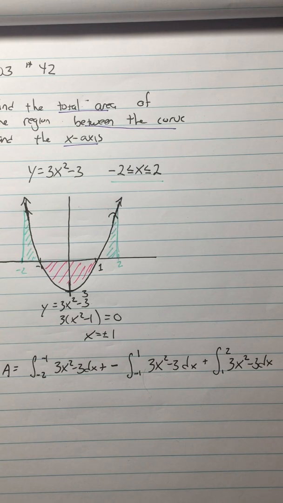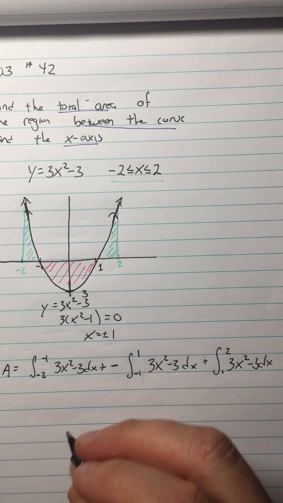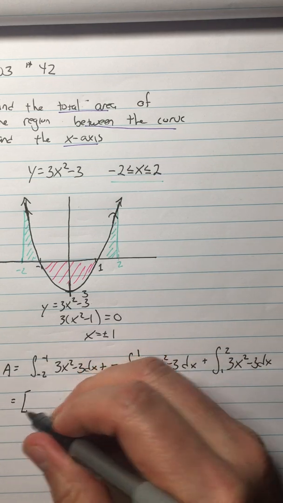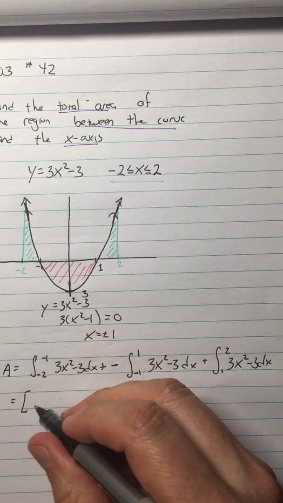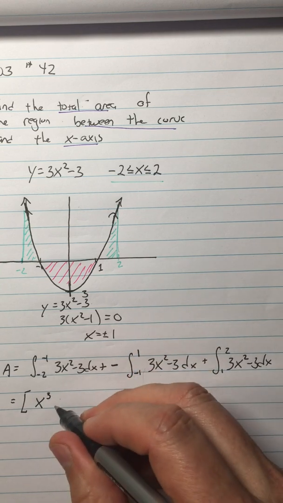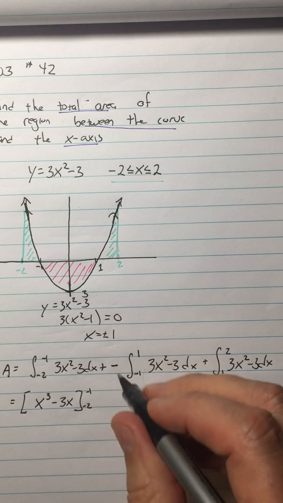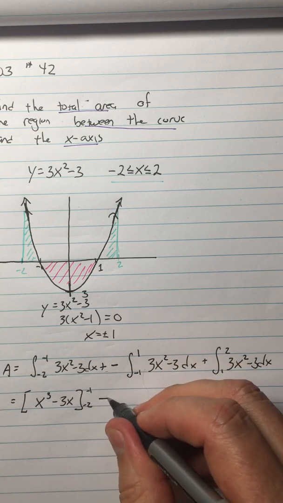You could do the rest of it from here. I invite you to do so, but I'm going to go ahead and do it, even though it's going to be a big pain and take up all my time. All right, so the antiderivative of 3x squared is going to be x cubed. Antiderivative of 3 is just 3x. And we're going negative 2 to negative 1. You got to watch all the negatives.